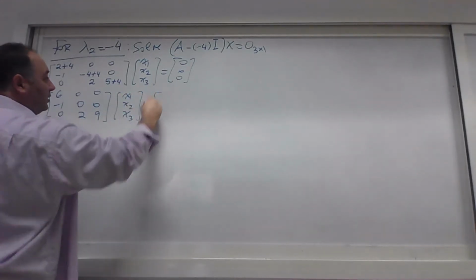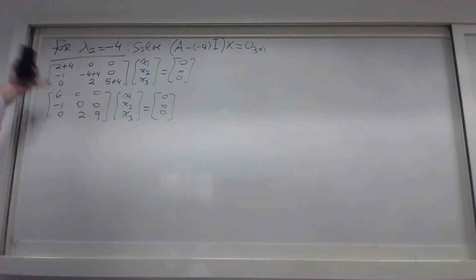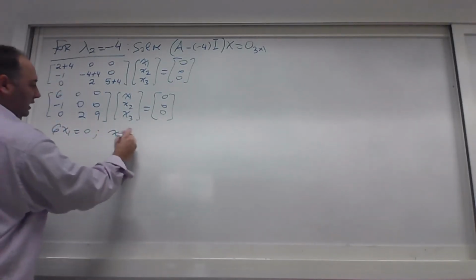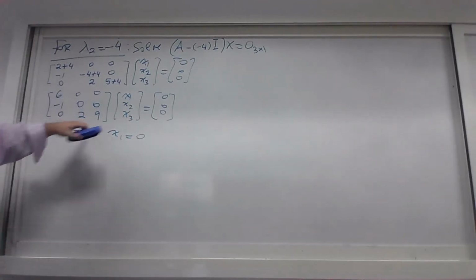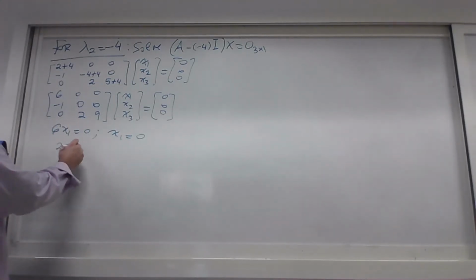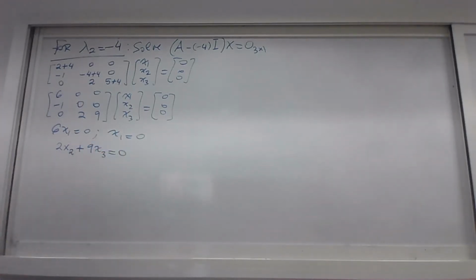Again, you can solve this using Gauss-Jordan or just fight your way through it, because the first equation tells you that 6x1 is 0, so x1 is 0. Bye. No need to suffer. This equation also tells you the same thing, so that's fine. The last equation tells you that 2x2 plus 9x3 is equal to 0.